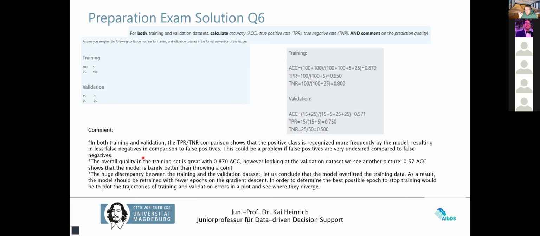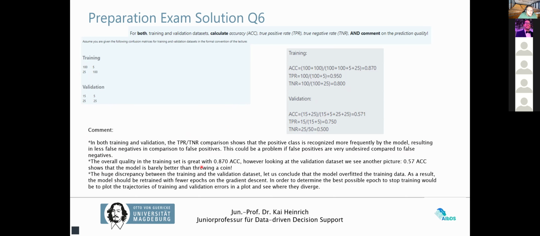So this is one possible solution. In both training and validation, the TPR, TNR comparison shows that the positive class is recognized more frequently by the model, resulting in fewer false negatives in comparison to false positives. This could be a problem. False positives are very undecided in comparison to false negatives. So this is pretty cool. This is like a very elaborate answer. You can shorten this a little bit.